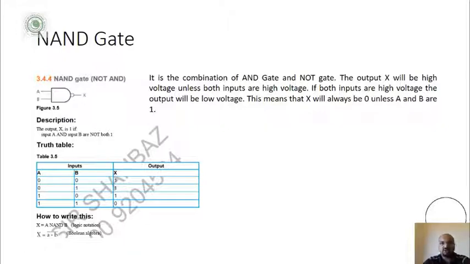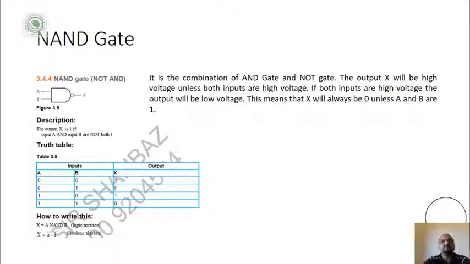We discussed the AND gate. What is an AND gate? An AND gate is when A and B, both inputs, are high voltage, so the output X will be high voltage. And what is a NOT gate? In the NOT gate, whenever we give high voltage, it is converted into low voltage, and when we give low voltage, it is converted into high voltage.